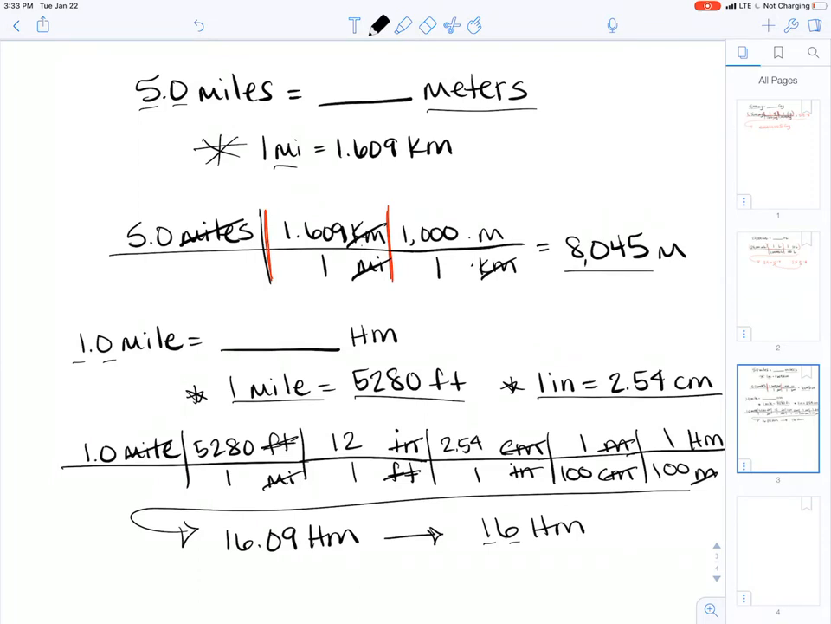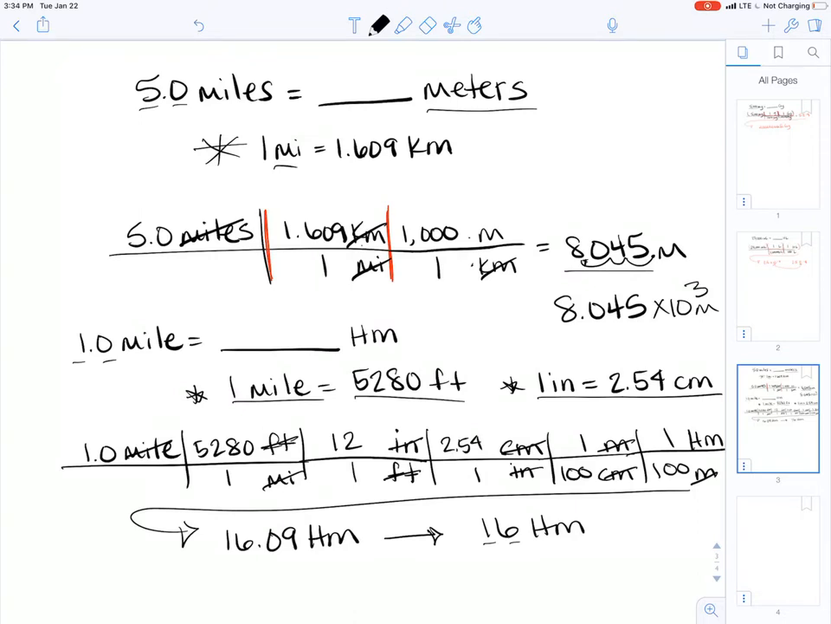The only way to do that is getting into scientific notation. And so if you were going to put this number right here into scientific notation, you would put a decimal at the end, and you would count how many places it takes to make this number between the numbers 1 and 10. So we've got 8.045 times, and we went how many places? We went 1, 2, 3 places. So 8.045 times 10 to the third, and that's meters.